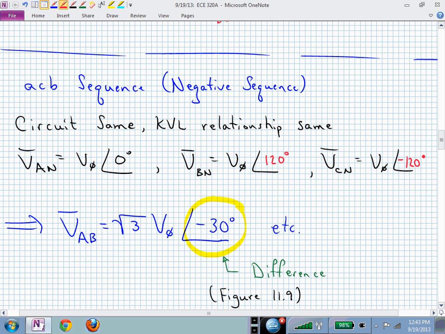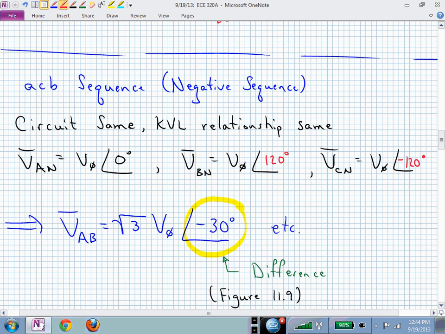And all of this, if you don't remember anything, just look in your book and write down figure 11.9, and that should sketch these two different relationships for the positive phase sequence and the negative phase sequence relative to which one is leading, which one is behind, etc., the different phase voltages. Questions on this?